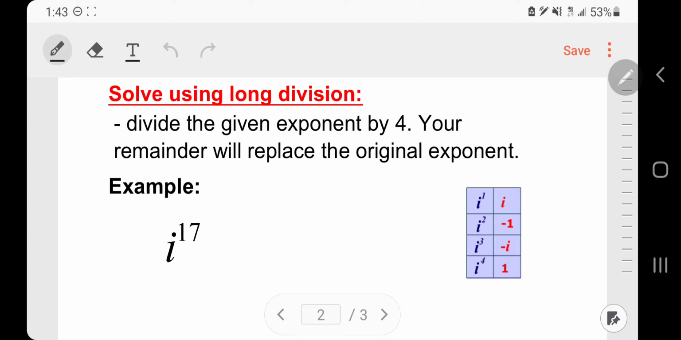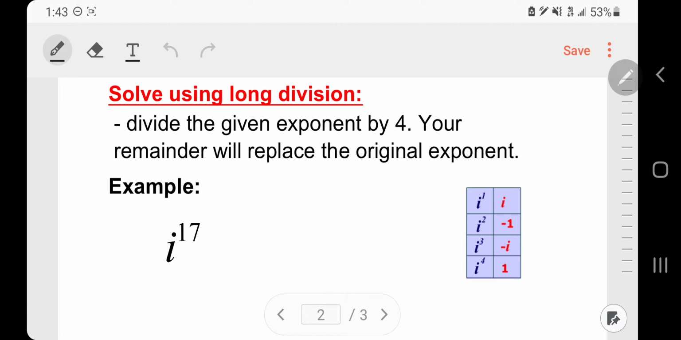We can solve this using long division. Because there's i to the first, second, third, and fourth, what we're going to do is divide our exponent by 4, and then whatever our remainder is going to replace our original exponent.